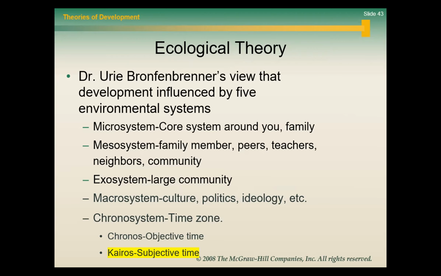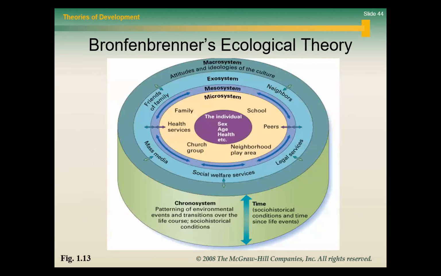So we have 24 hours in a day. However, we have an important moment in a day, just like a lecture, or your studying, or your playtime. And if you like eating and shopping, it is subjective time too. So there are two different time zones, kairos and chronos, right? This is the figure from the textbook: micro, meso, exo, macro, and chronosystem.